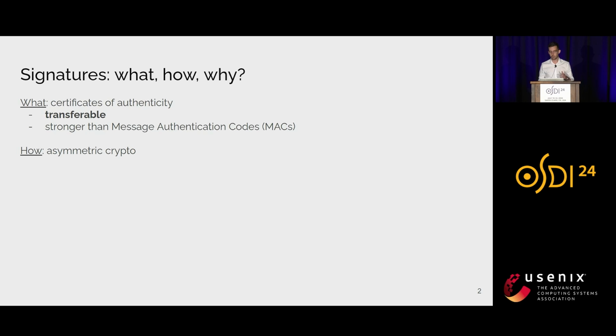Now, as to how signatures work, they rely on asymmetric cryptography, which means that to sign messages, processes use a private key that they are the only one to know, and to verify signatures, processes use a public key that is made available to everyone.